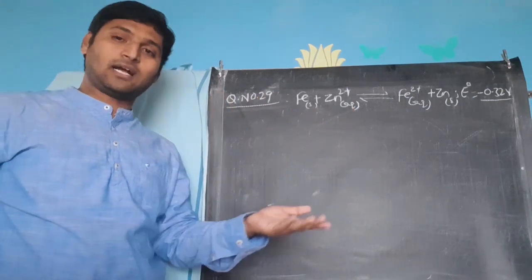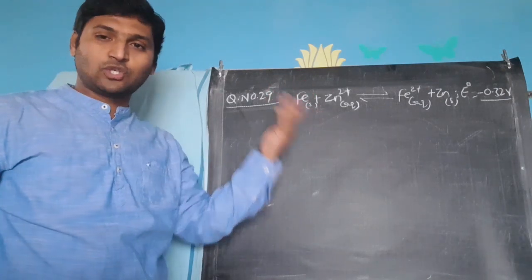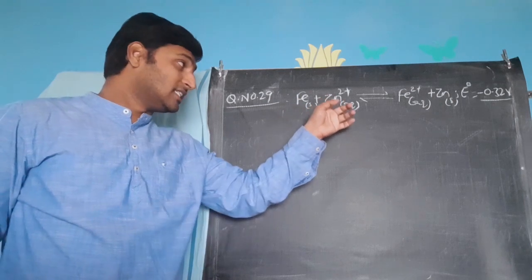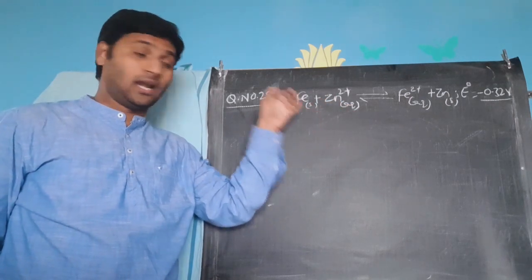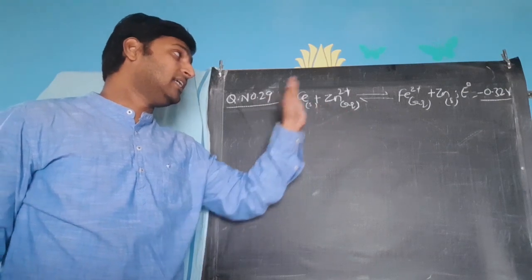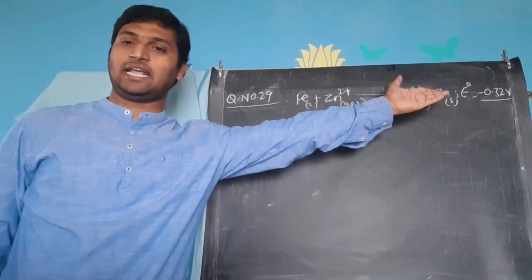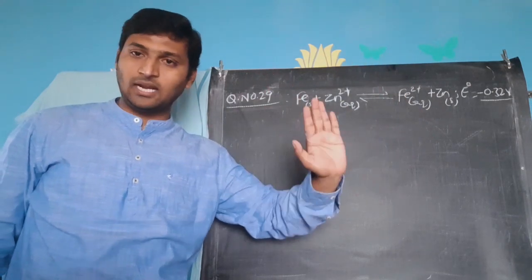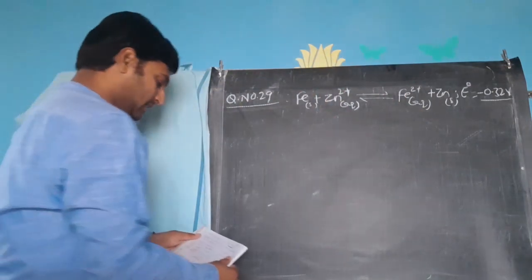Now, another common sense aspect. From school itself, you know very well zinc is more reactive than iron. So zinc can displace iron from its solution, but iron cannot displace zinc from its solution. Here he is showing iron displacing zinc from its solution, so obviously the reaction must be non-spontaneous. Clear?